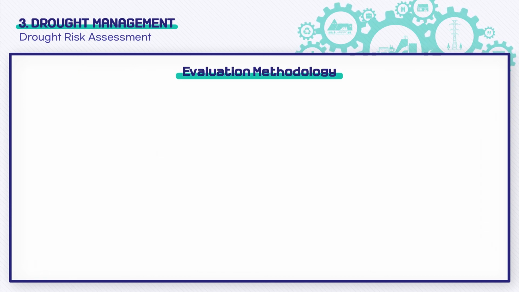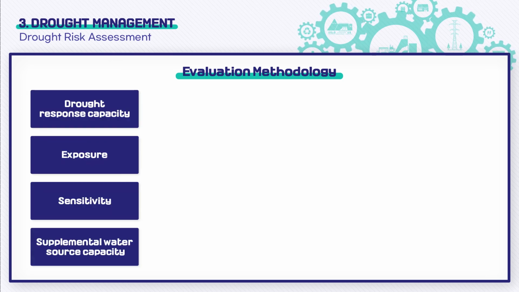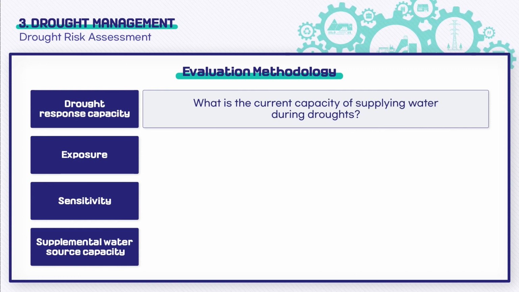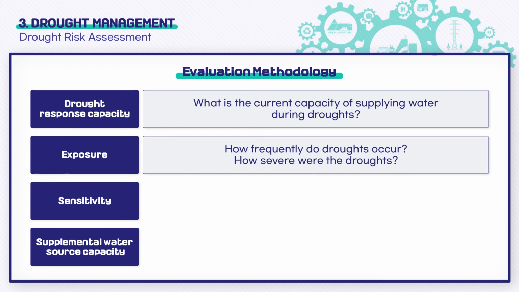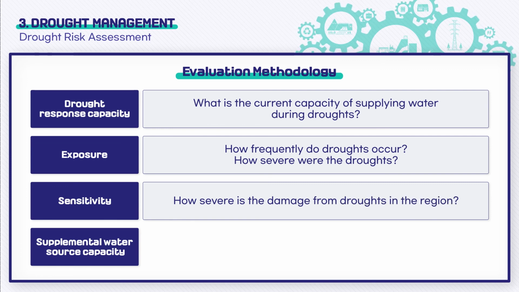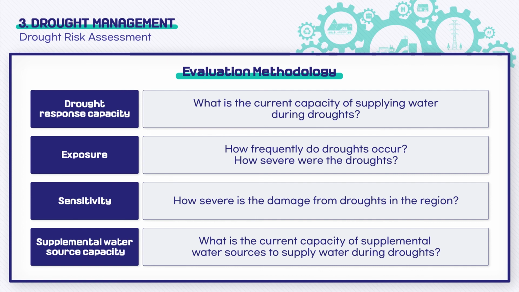To evaluate droughts, the 4 elements of drought response capacity, exposure, sensitivity, and supplemental water source capacity are evaluated in each region. First, drought response capacity refers to evaluating the current capacity of responding to droughts. This is a concept of evaluating the capacity of water supply of the water source in the region. Exposure refers to the factor of the level of meteorological exposure to droughts. That is, the level of rain is evaluated. Sensitivity refers to the factor of how great the damage is when a drought occurs. This relates to the social and economic indices of the region. Lastly, supplemental water source capacity is the factor of evaluating the means of supplementing drought response capacity. In other words, the abundance of groundwater sources.